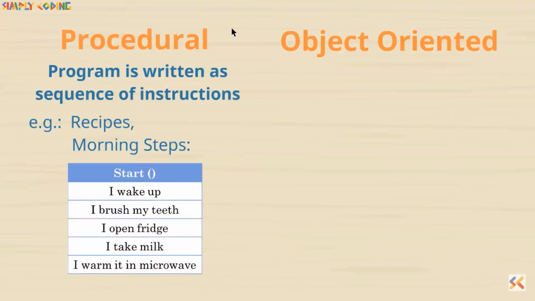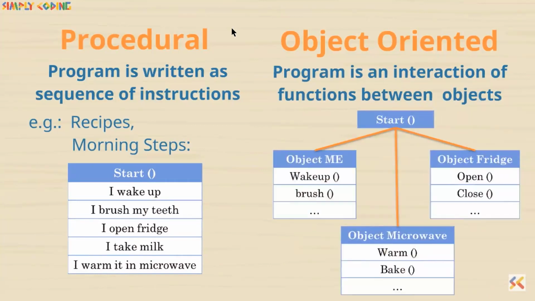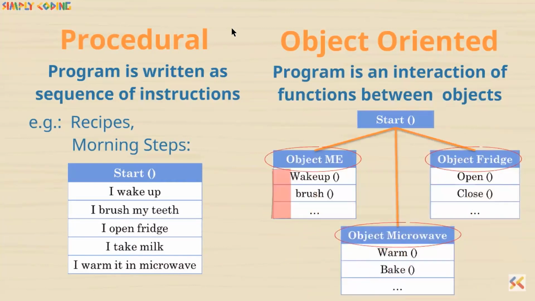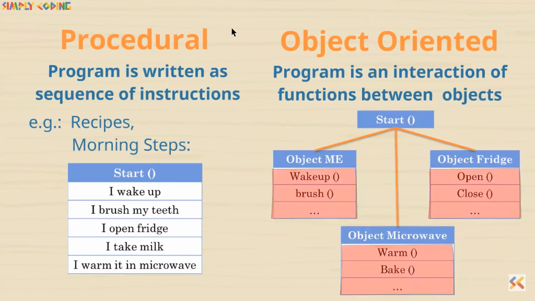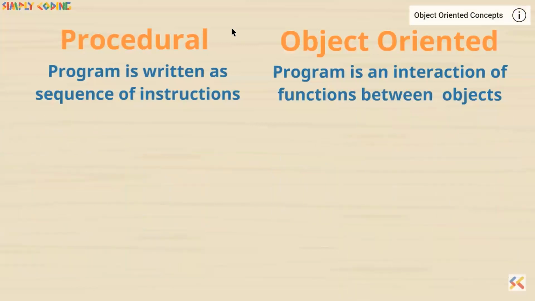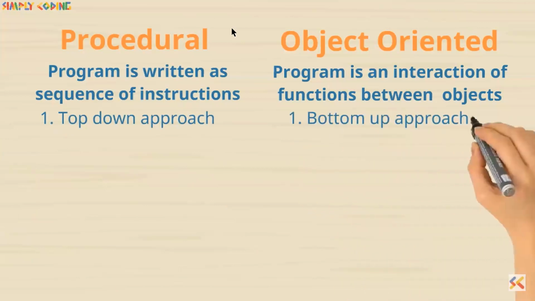In object-oriented languages, program is written as interaction of functions between participating objects. For example, in the steps for morning schedule, you have three objects: eye, fridge, and microwave. Each of them maintain their own internal data and expose some functions which others can use. These functions are performed by each of them to perform the sequence of steps. Procedural languages follow a top-down approach with more focus on functions. Object-oriented languages follow a bottom-up approach where there is more focus on data.